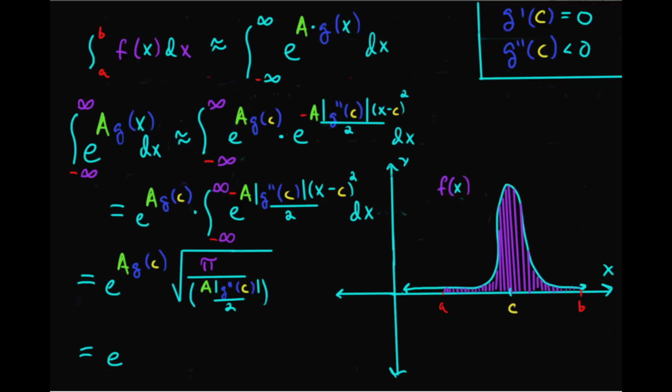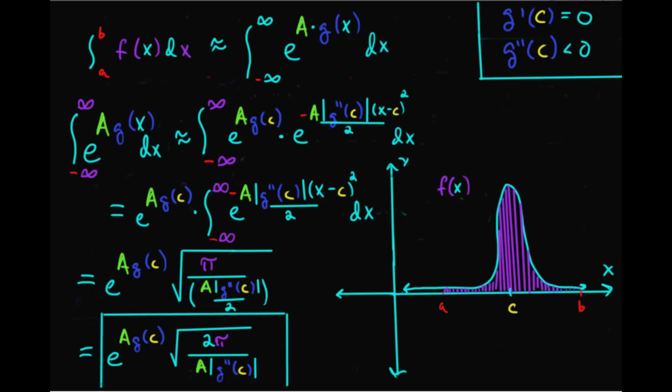So simplifying, we can write that this equals e to the a times g of c times the square root of 2 pi over a times the absolute value of g double prime of c. And I'm going to put a box around this result. This is how we can approximate integrals of sharply peaked functions.